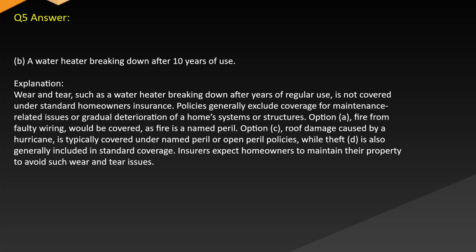Option A, fire from faulty wiring, would be covered as fire is a named peril. Option C, roof damage caused by a hurricane, is typically covered under named peril or open peril policies, while theft, option D, is also generally included in standard coverage. Insurers expect homeowners to maintain their property to avoid such wear and tear issues.